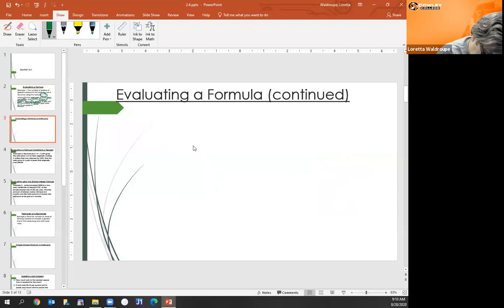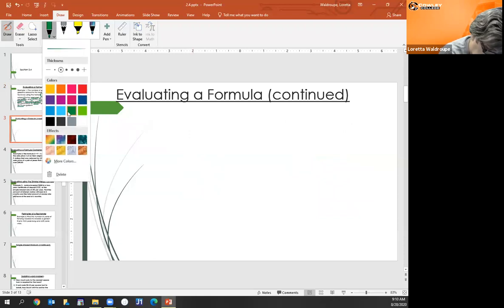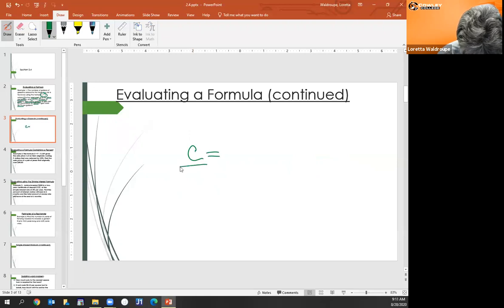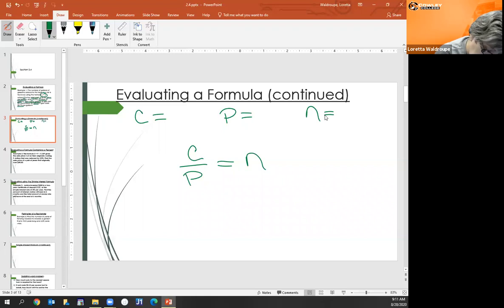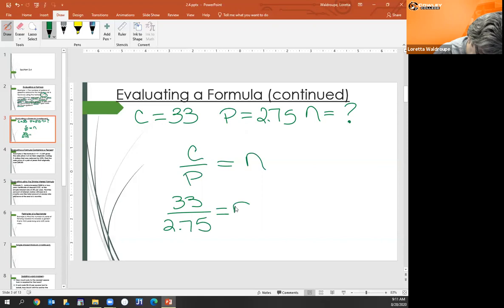So my formula that I want to look at, C/P = N. What do I know and what do I not know? Well, it tells me that I'm going to spend $33 and that gas is $2.75 per gallon, and it wants to know how many gallons I purchase. So plug in what I know, and what I don't know, I leave as the variable.